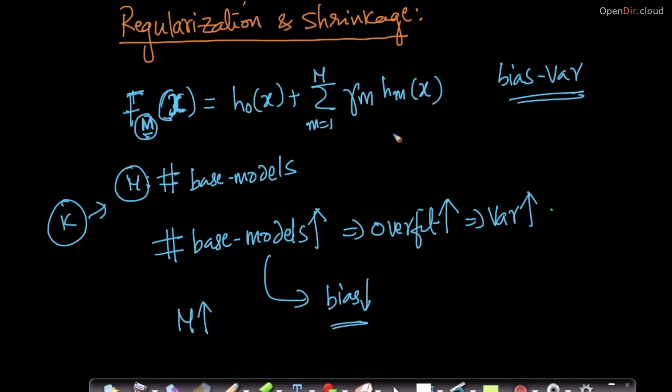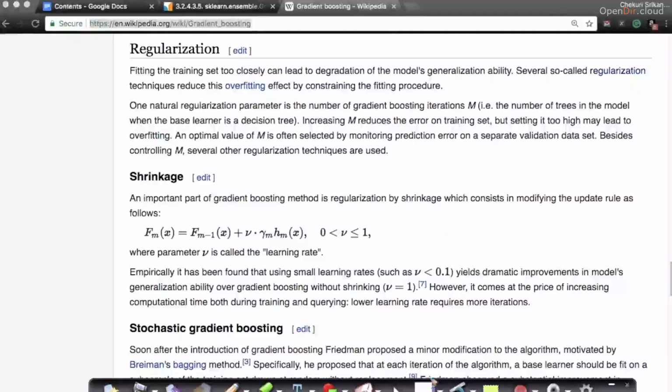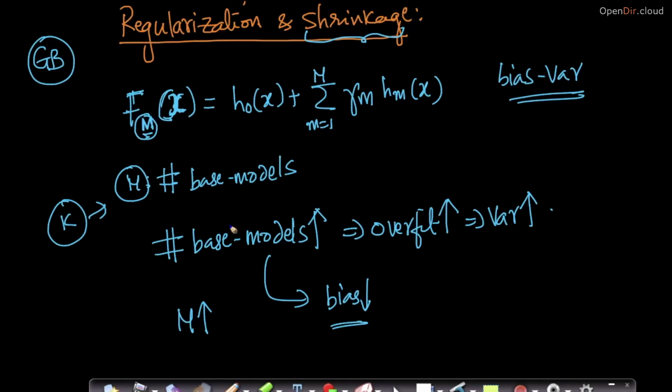But there is one more nice idea called shrinkage that is often used in the case of gradient boosted decision trees, or in general gradient boosting. In the case of gradient boosting, there is a concept called shrinkage, which is very ingenious. So let's go to Wikipedia quickly and understand shrinkage. Of course, we can find that optimal m here.